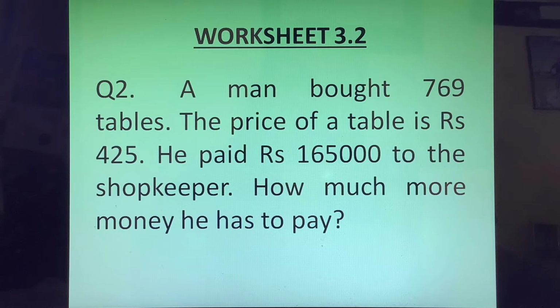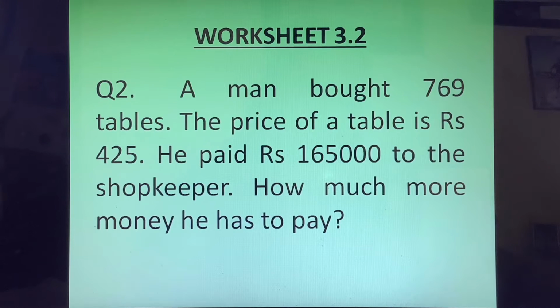Question 2. A man bought 769 tables. The price of a table is rupees 425. He paid rupees 165,000 to the shopkeeper. How much more money does he have to pay?